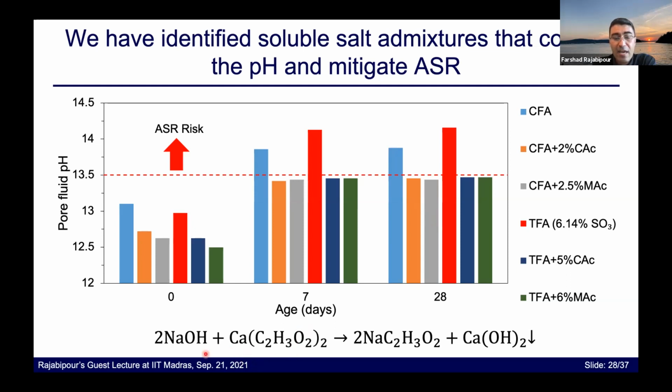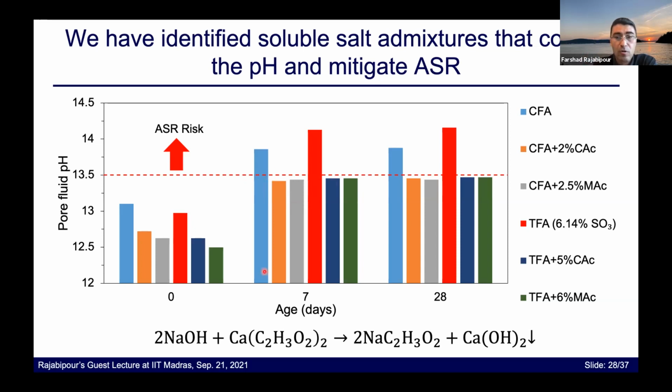So if you have, let's say, a pore solution with a high sodium hydroxide or potassium hydroxide content, high pH, if you introduce this soluble form of calcium salt, the calcium can react with the OH and precipitate out as Portlandite, and in doing so reduce the pH, while the sodium and the acetate, or the anion of the calcium salt that was added, essentially stay in the pore solution. So by doing so, you can significantly reduce the pH below 13.5, which is the threshold for triggering ASR.